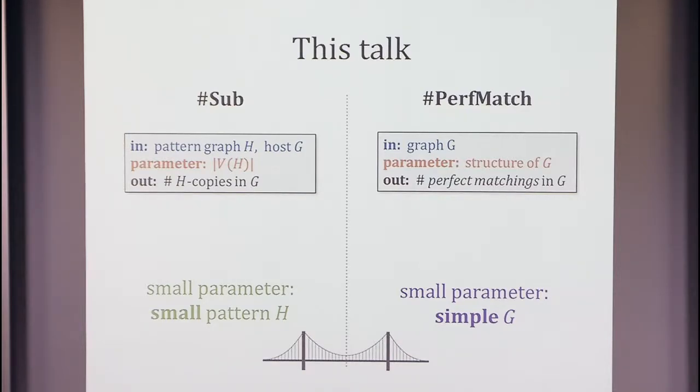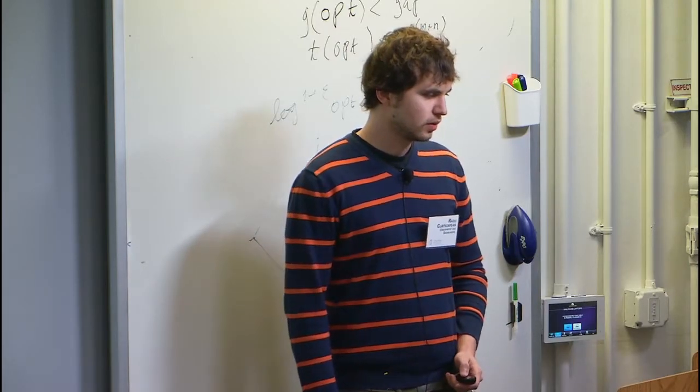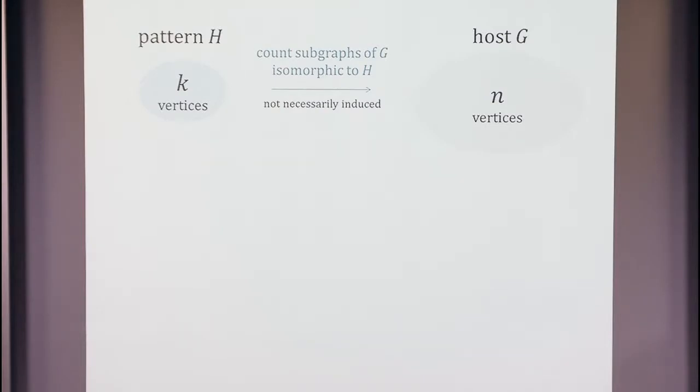Okay, and let me start the first part of this talk where I'll be studying this counting subgraphs problem. So just as a reminder, and to have that on a slide, the problem we're considering is we're given a pattern graph H, which has k vertices. We are given a host graph G on the right-hand side, which has n vertices. And our task is to count those subgraphs of G which are isomorphic to H. And subgraph in that setting means that it is not necessarily induced.